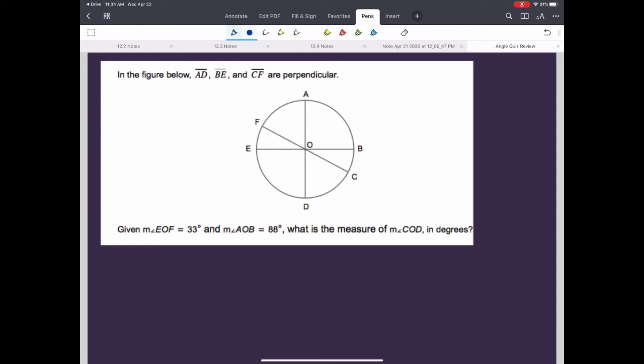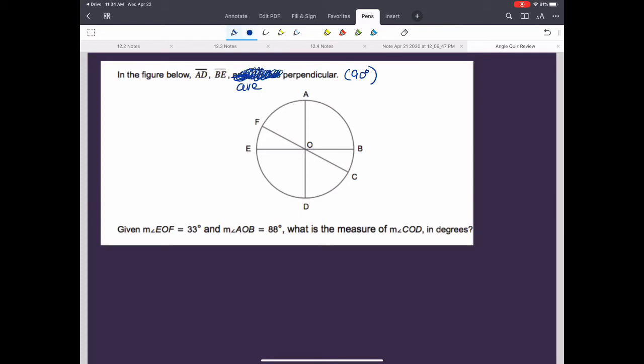The wording of these was terrible. Sorry, but I think the workbook I copied these from is terrible. I think this part of the information right here should have been left off. It should say, in the figure below, AD and BE are perpendicular. That means they're a right angle, they're 90 degrees. I think that's how it should have been stated, and I'll make sure that doesn't happen on your retake. Sorry, I totally understand.